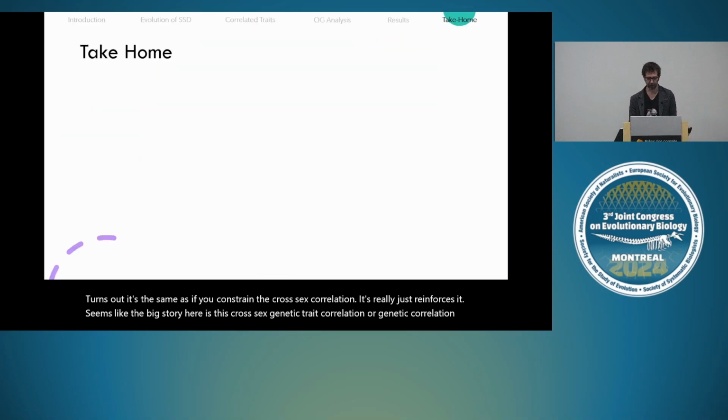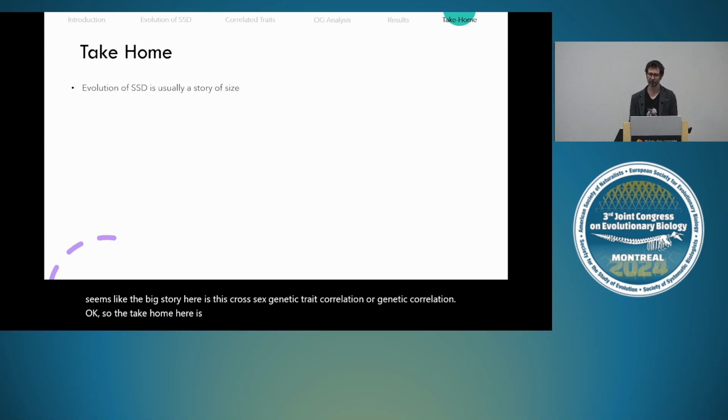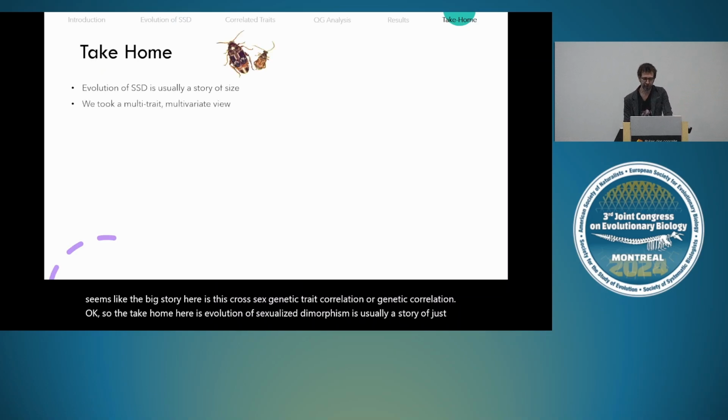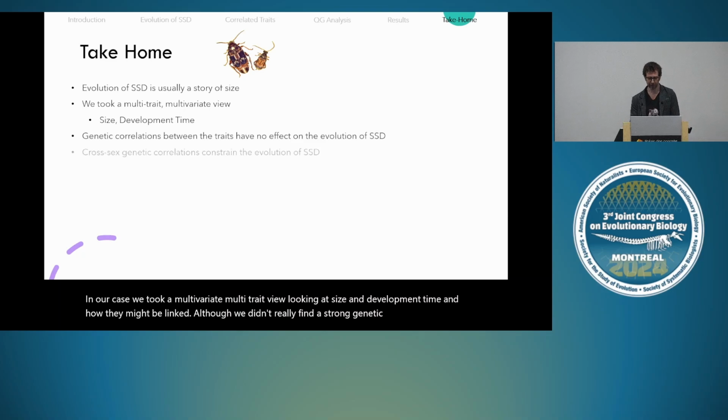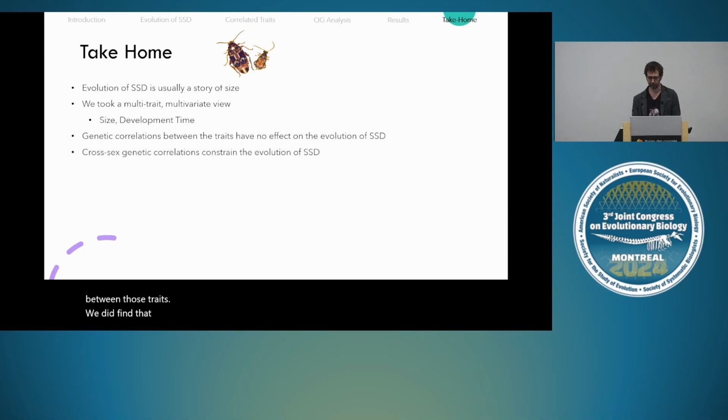Okay, so the take-home here is evolution of sexual size dimorphism is usually a story of just size. In our case, we took a multivariate, multi-trait view, looking at size and development time and how they might be linked. Although we didn't really find a strong genetic relationship between those traits, we did find that the cross-sex genetic correlation does constrain the evolution of sexual size dimorphism in our beetles.